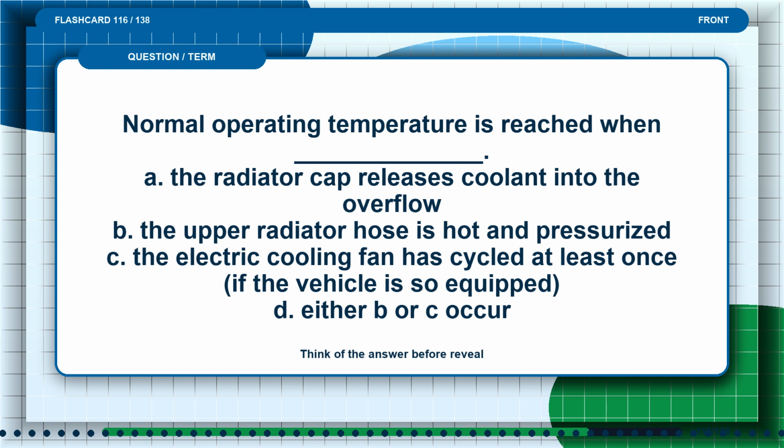Flashcard 116. Normal operating temperature is reached when blank. A. The radiator cap releases coolant into the overflow. B. The upper radiator hose is hot and pressurized. C. The electric cooling fan has cycled at least once, if the vehicle is so equipped. D. Either B or C occur. Pause and think of the answer before the reveal.